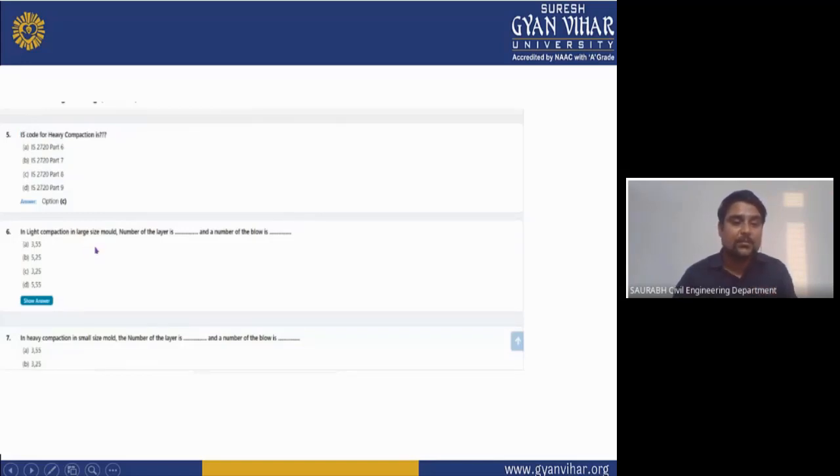Okay. Now we will see the next question. In light compaction, in a large size mold, the number of layers is and the number of blows is. It is asking in light compaction what will be the size of mold, the number of layers, and the number of blows. This is a very important question and you need to know. The right answer will be 3 layers and the number of blows will be 55. A will be your right answer here.